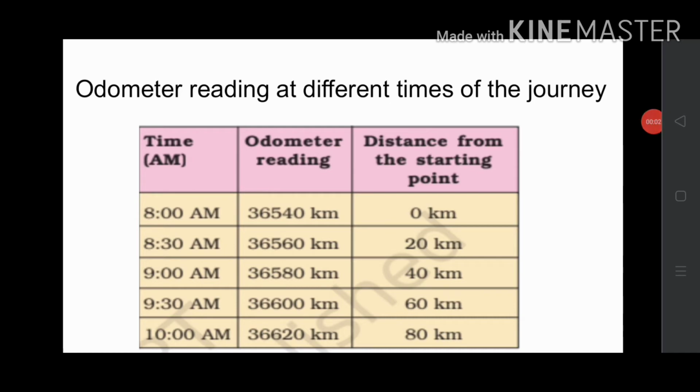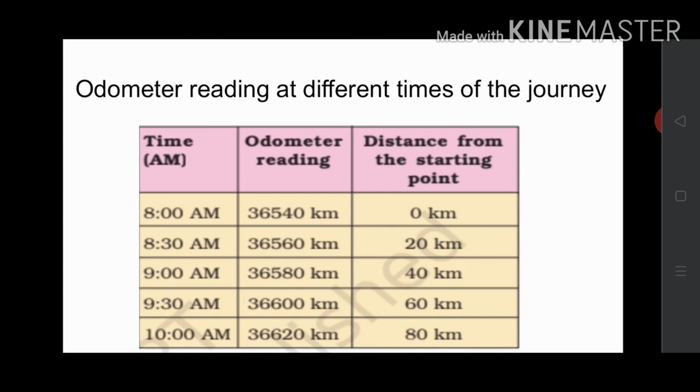Let us see an example. Here is the odometer reading of a bus at different times of the journey. At time 8 am, the odometer reading was 36,540 km. That means the distance is 0 km from the starting point. At 8:30 am, the odometer reading was 36,560 km and the distance was 20 km. That means that bus had travelled 20 km from the starting point. Similarly, we can calculate the distance at 9 am, 9:30 am, 10 am and so on.